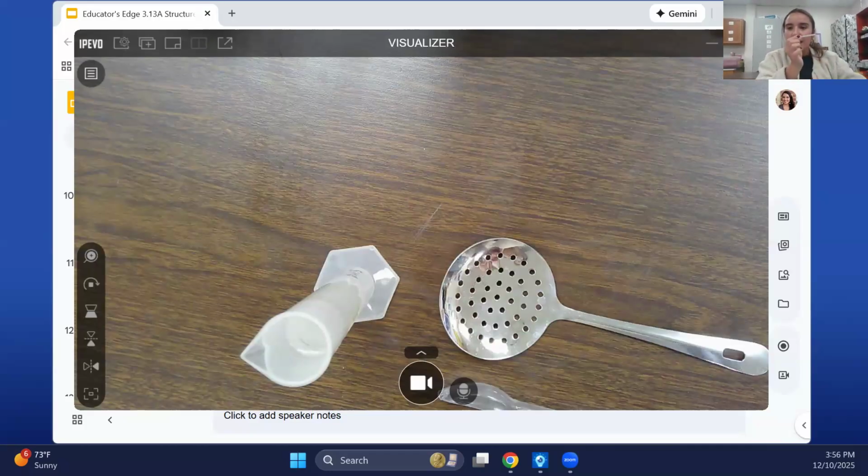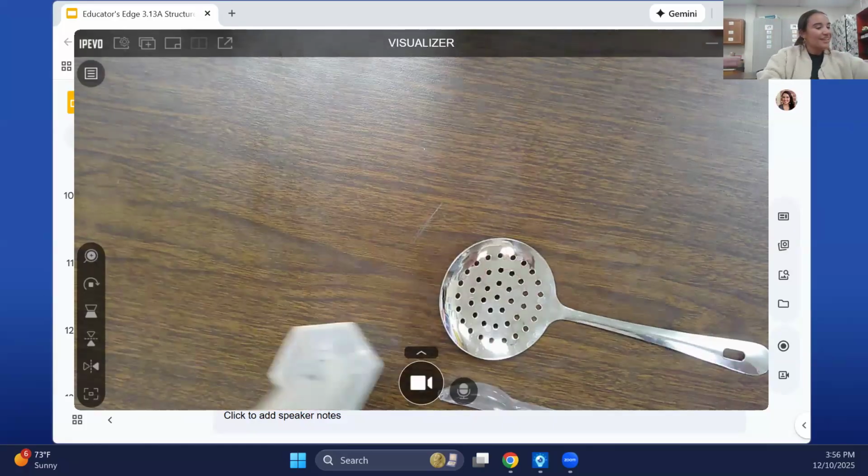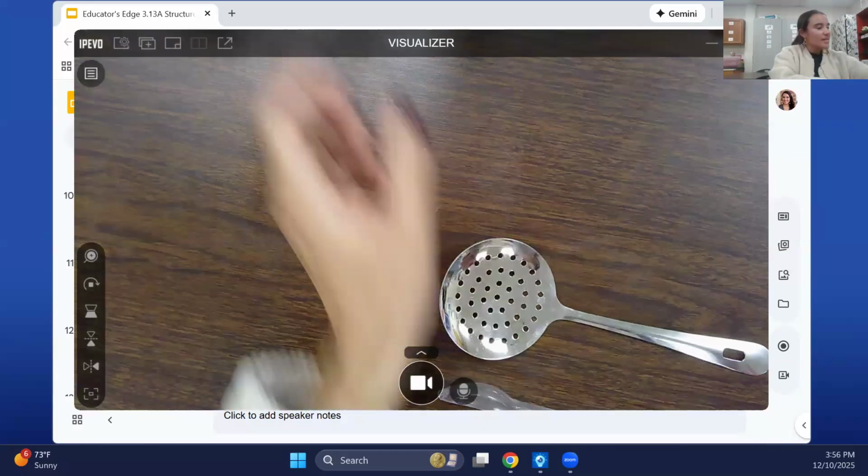So why was the pipette able to collect the most nectar? What about its structure allowed it to collect the most nectar? Okay, I see people put it's long, it's narrow. Very good. It is able to reach into the graduated cylinder to collect the nectar. Very good. Okay, I'm going to set those aside.